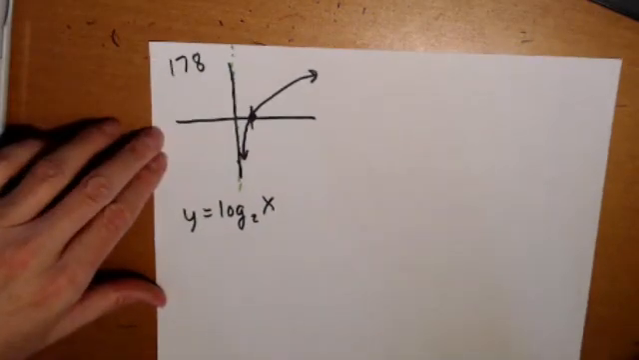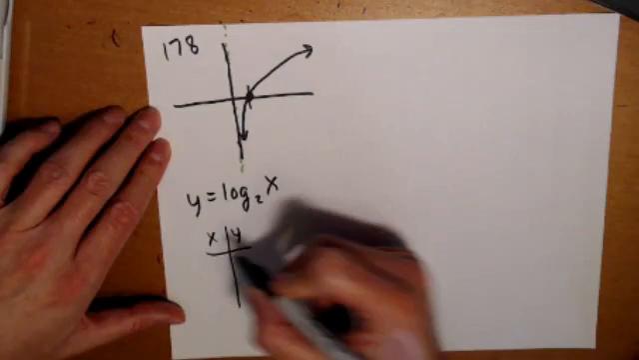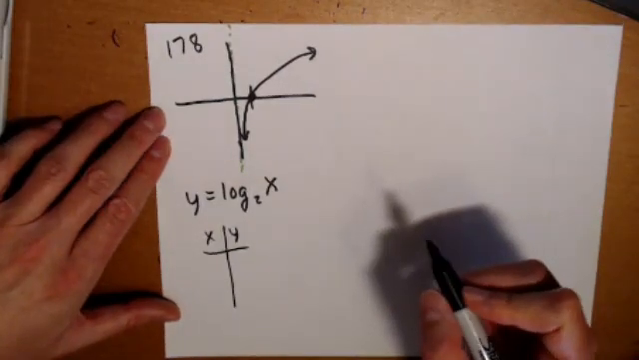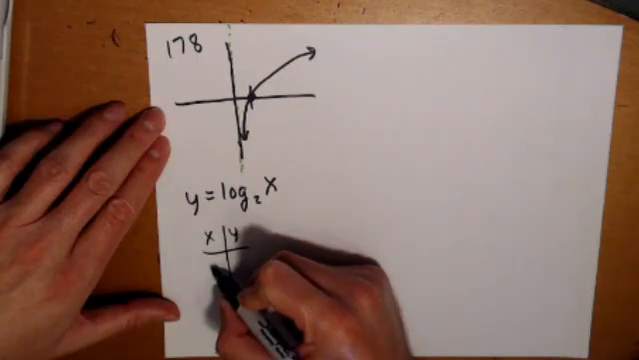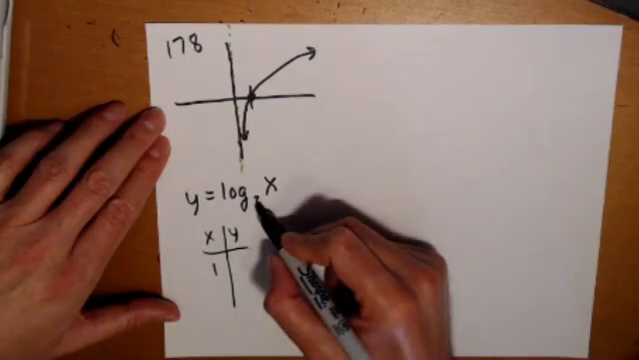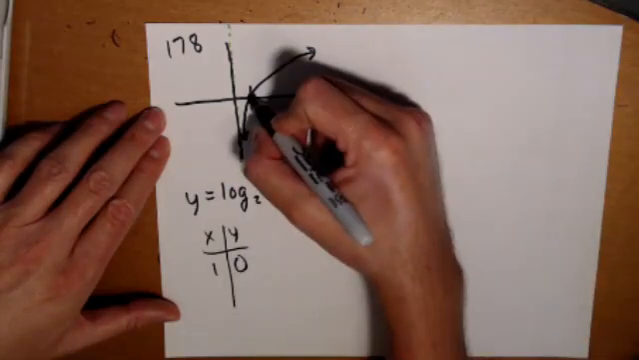And that's our picture of logarithm. Okay. Well, maybe you want to see some points. I'll do a couple. x, y. So if x is 1, 2 to what power gives us 1? 0. Okay, well that's that point.